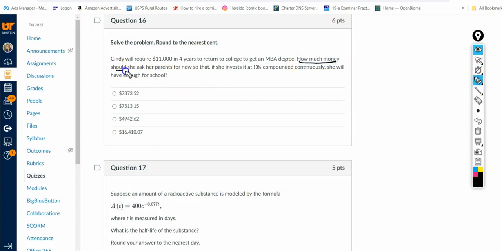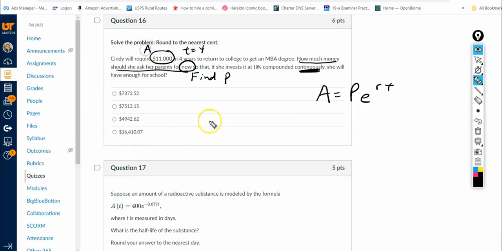How much money should she ask her parents for now? How much should she start with? So we're going to need to find P. It's continuously compounded interest, so that's the formula we have. And she needs 11,000 in 4 years, so T is equal to 4, and her ending amount, so after 4 years, is 11,000. Okay. And she's investing it at 10%. So R is going to be 0.1.